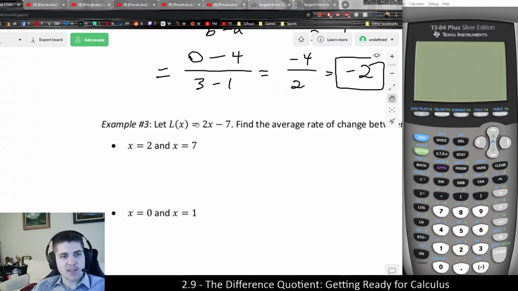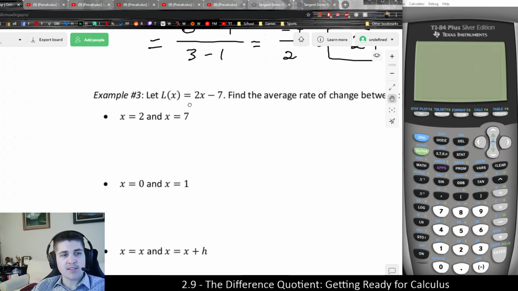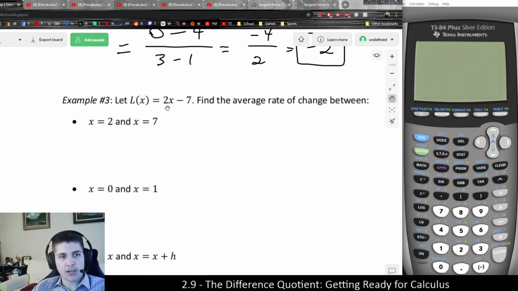Let's move to a fresh example, and then in the next video we'll talk about how this applies to calculus. But let's take another example of a linear function and see, well, what would happen if we were to apply the average rate of change formula here.